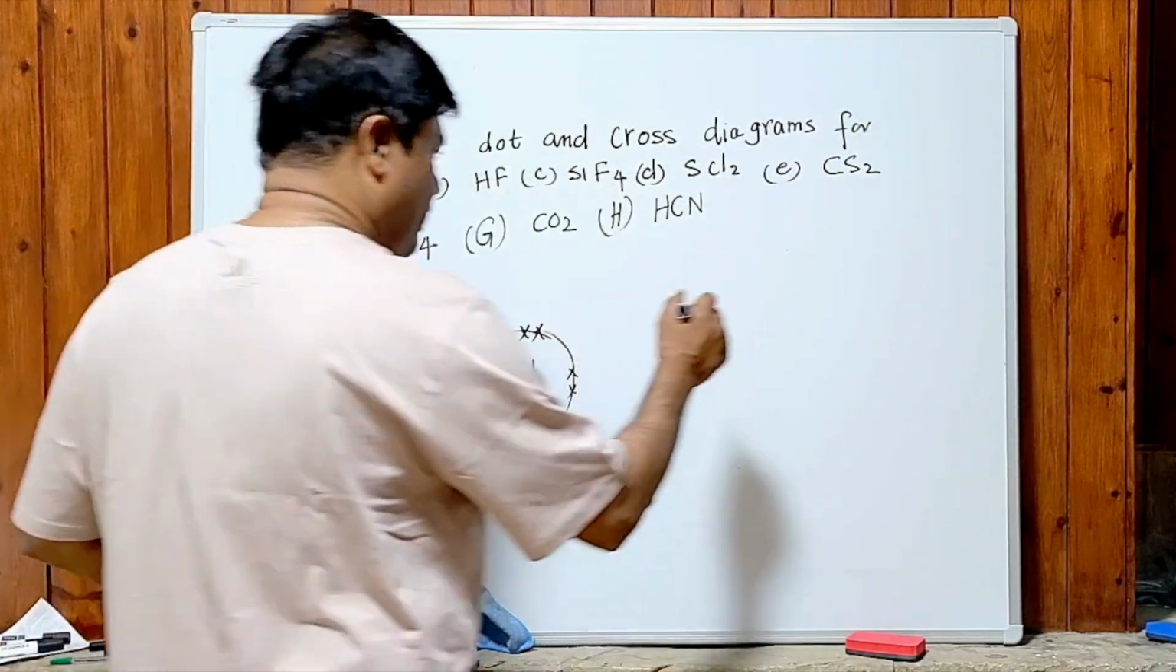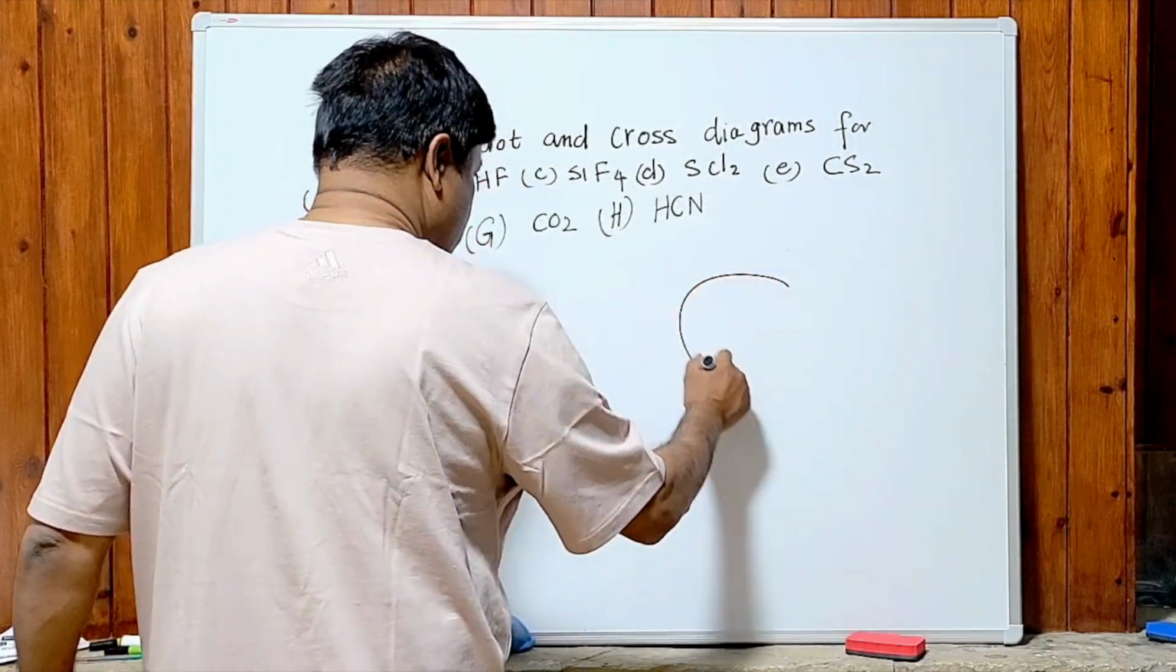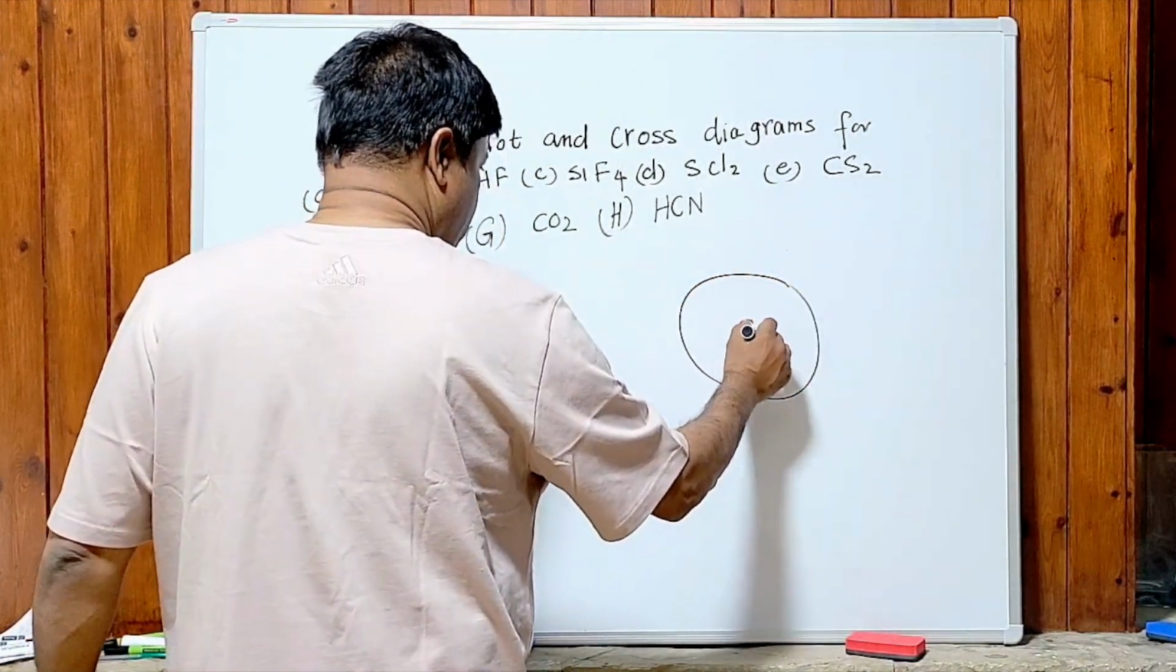Now, carbon has how many in the outermost shell? 4.